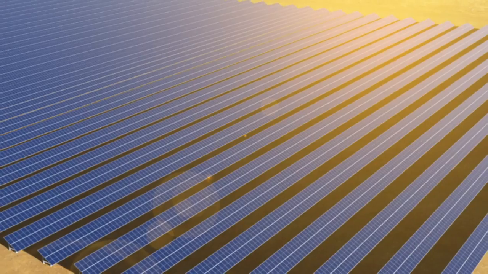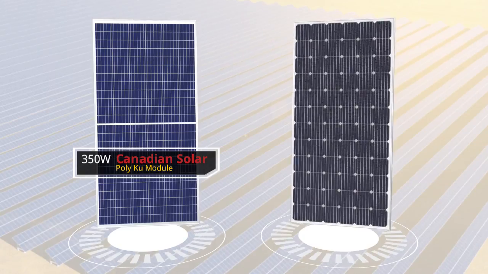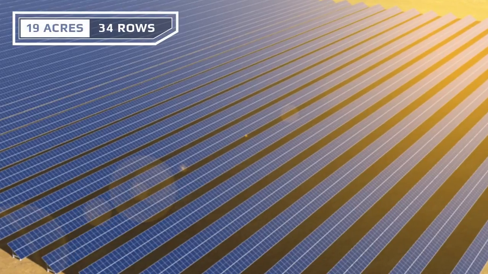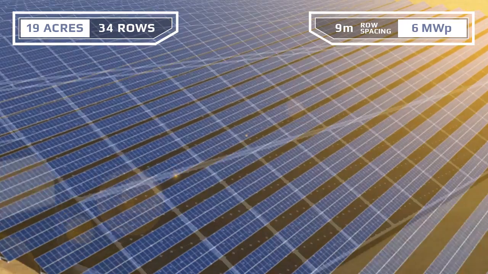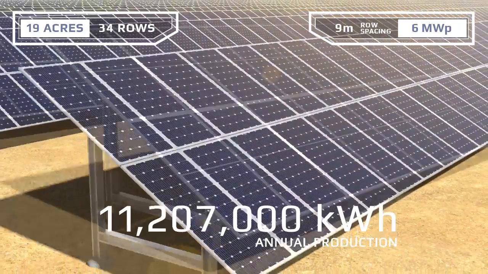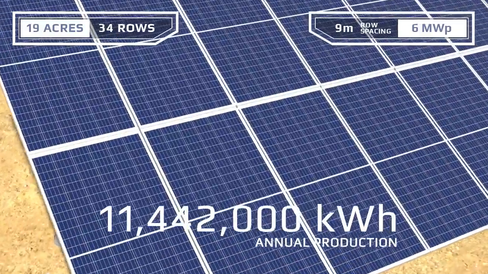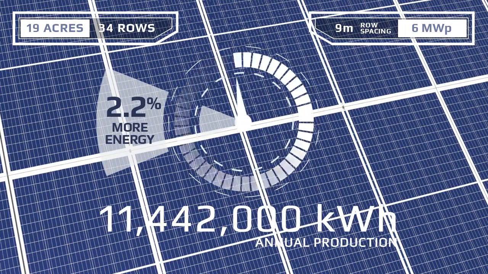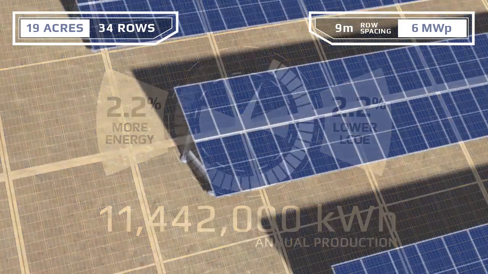Let's look at a real-life design example, comparing our 350-watt poly COO modules to our competitors' 350-watt standard mono modules. We've got 19 acres of land, which fits 34 rows of modules, with 9-meter spacing between the rows for 6 megawatts total. Here's our competitor's standard mono system. And here's the Canadian Solar COO poly module system with the exact same 6 megawatt design. Our COO poly modules produce 2.2% more energy. That's a 2.2% lower LCOE on an apples-to-apples basis.